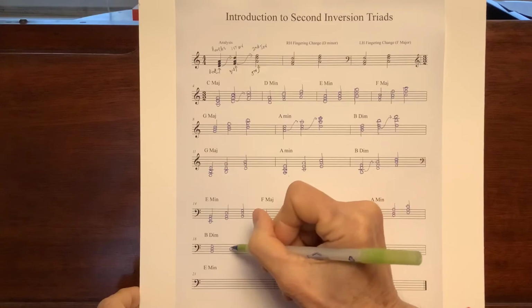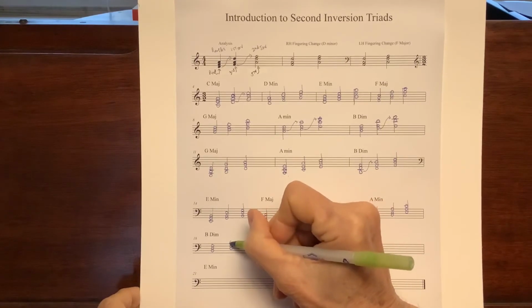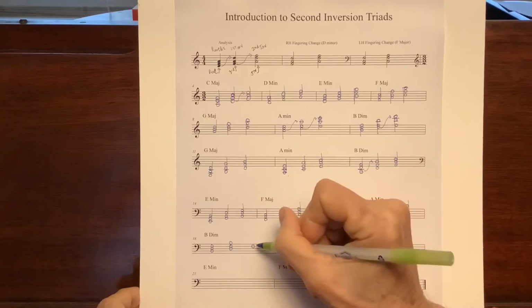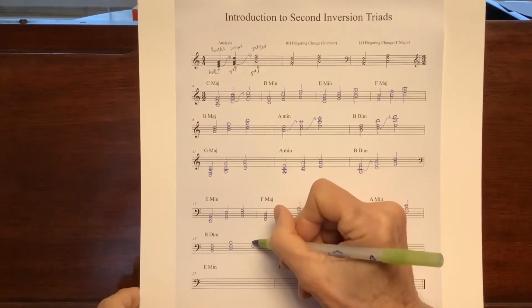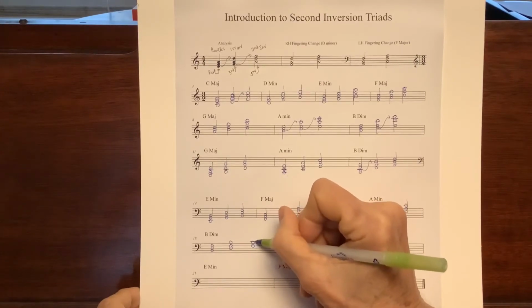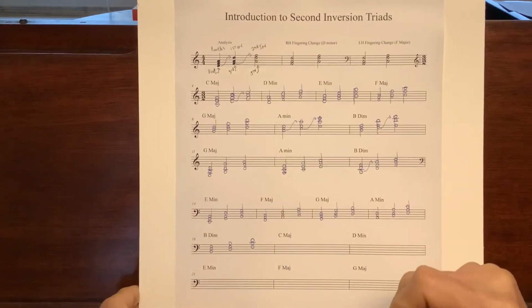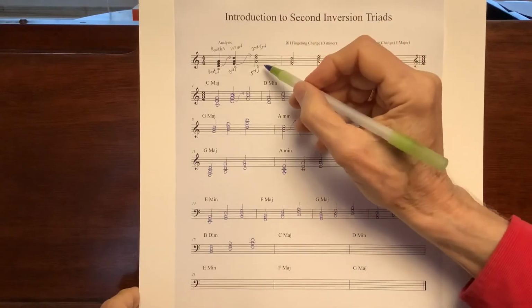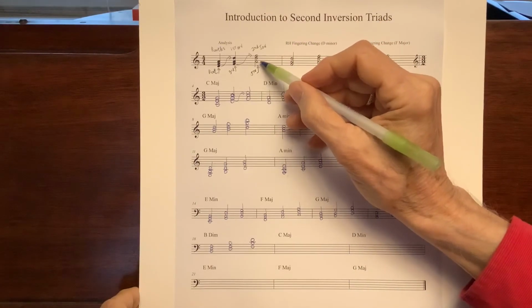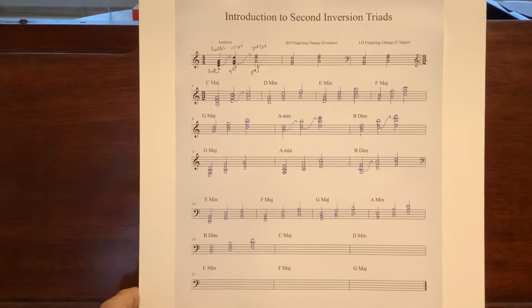First inversion, D F B. Second inversion, we keep the F and the B, and we have a D on top. Now, I just realized when I was explaining second inversion, I explained that there was a perfect fourth on the bottom, and that's not always the case.